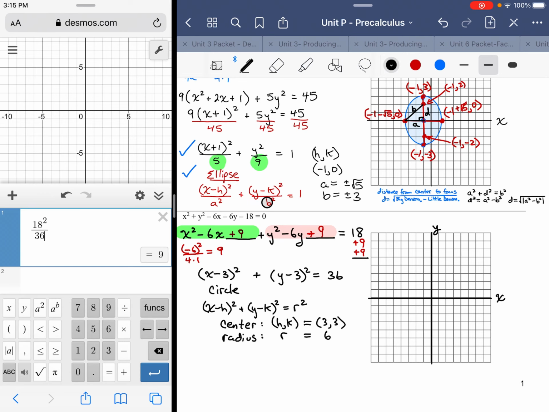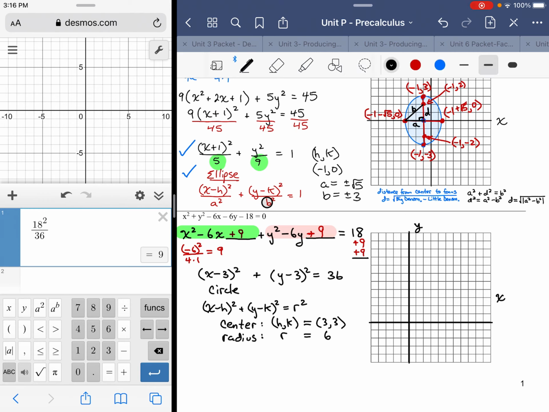So center at 3, 3. Now, if the center's at 3, 3 and we have to go out 6 units, that's going to put me off the grid. So I can handle this a couple of different ways. One would be to scale my graph. Another thing that I could do would be to shift my axes so that I have a little bit more room in the positive, or the first quadrant.